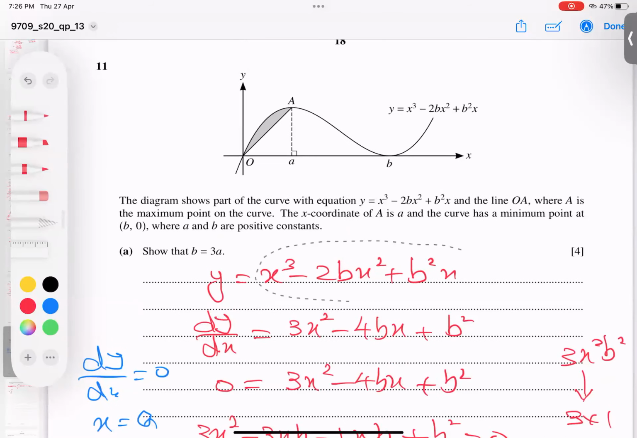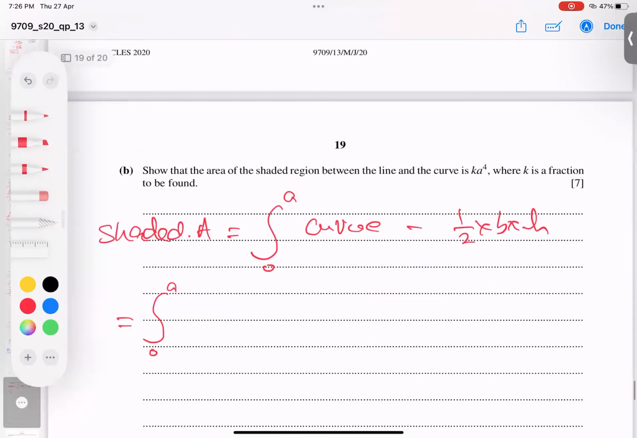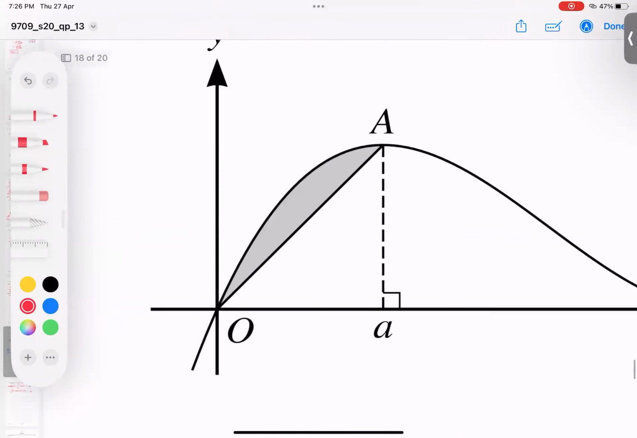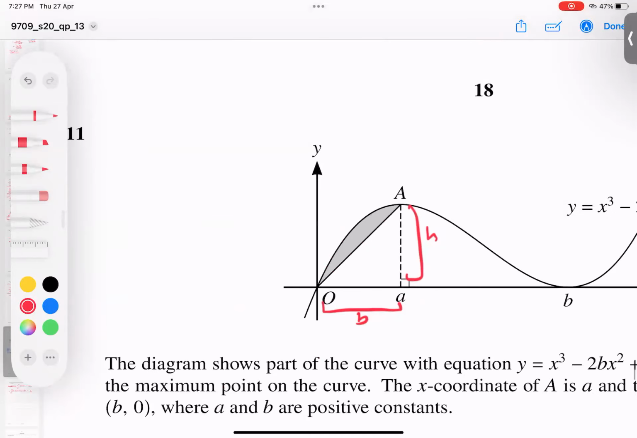I'm shifting this value there because this is the same. Yeah. So I'm copying it here. Okay. And dx, and minus half into base into height. Okay. What's the base? Base is here. And what is the height? Height is here. Okay. Base is a.